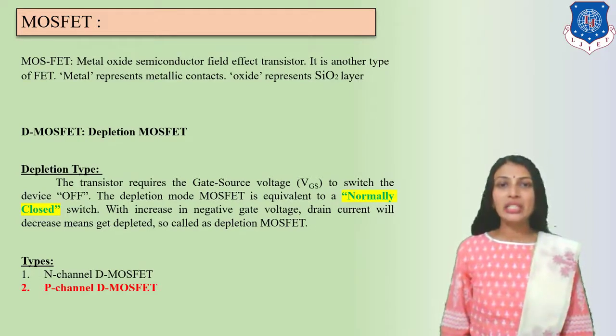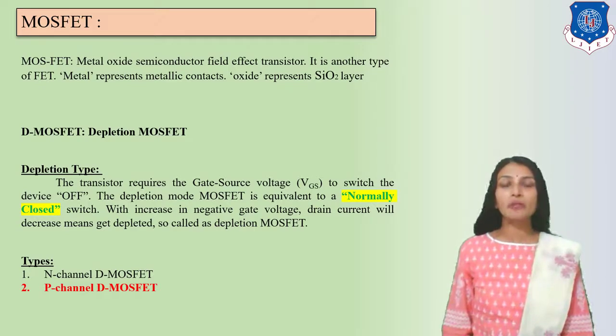Depletion type means a normally closed switch. The transistor requires the gate source voltage VGS to switch the device off. The depletion mode MOSFET is equivalent to a normally closed switch. With an increase in negative gate voltage, the drain current will decrease, meaning it gets depleted, and it is called depletion MOSFET. Now let me discuss the types of the D MOSFET.